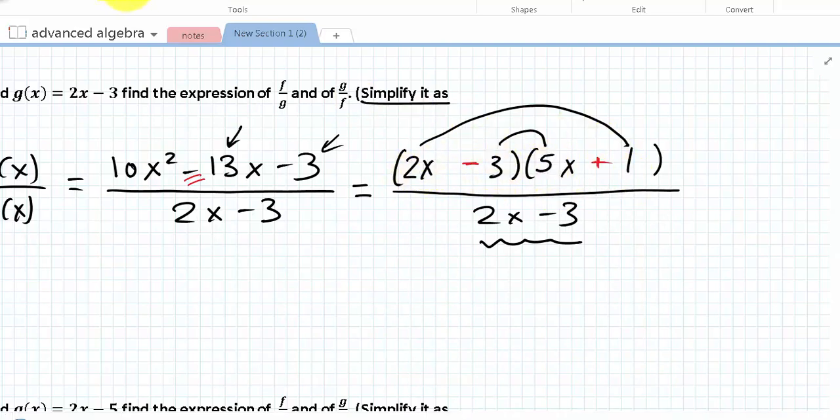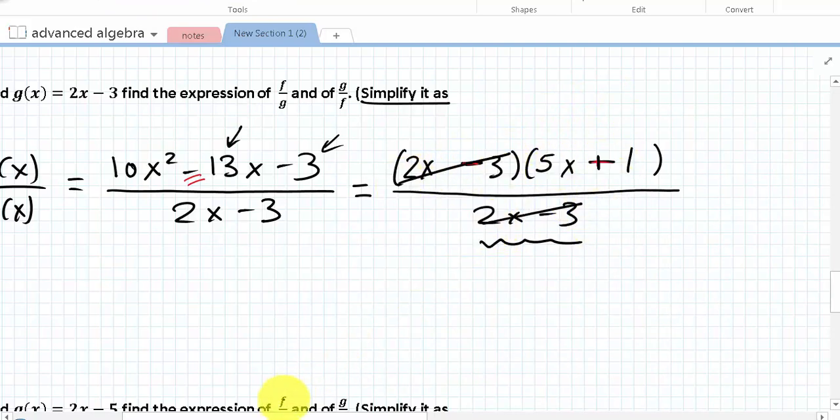Does everything work fine? I got my 10x squared. I got my negative 3 times 1 is negative 3. And I got my negative 15 plus 2, negative 13. Yes, that's it. That's my factorization, okay? So we've done that previously. I hope you remember a little bit of it. And oh, look at that.